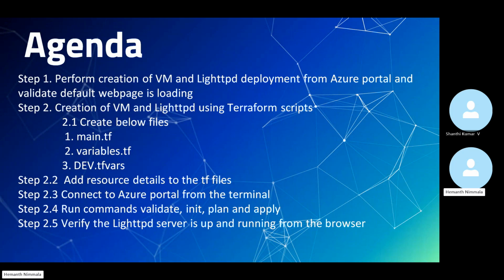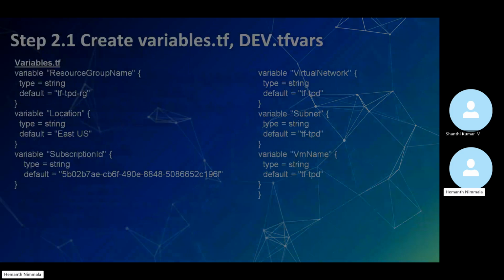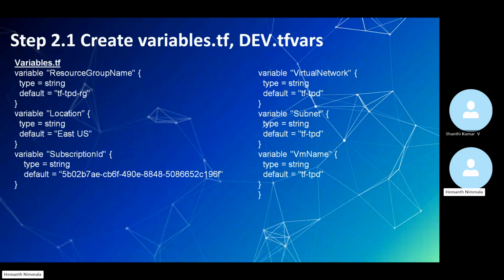So we'll just go through this agenda. So this is the script that I have. One of the Terraform files is for variables, where I gave the location, the resource group name, subscription ID, which basically remains same for each resource, and subnet, VNet, virtual network name.